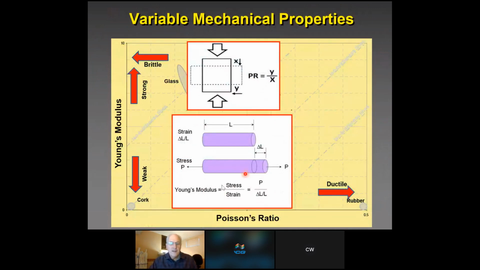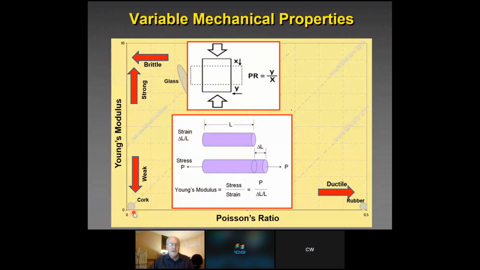Some intervals are like cork. It's weak, but it can be strong. Or maybe more like rubber. They're weak and ductile. So on this cross plot of Young's modulus to Poisson's ratio, you go from low Young's modulus to high Young's modulus as you go from weak to strong. On the Poisson's ratio axis, that's brittleness. You go from ductile out here at a high Poisson's ratio to brittle here.